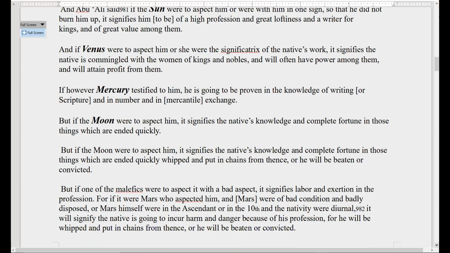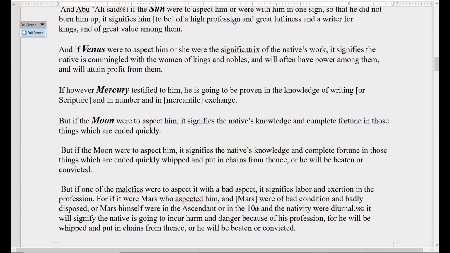The Moon, okay, look, if the Moon were with it, native and complete fortune in those things which are ended quickly. So a quickness or changeability would have something to do with the Moon as governor. And also it says if the Moon were to aspect him, it signifies the native's knowledge and complete fortune in those things which are ended quickly, whipped and put in chains from thence, or he will be beaten or convicted. I wonder what that's about.